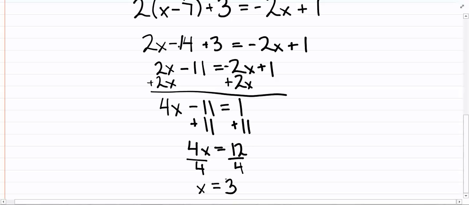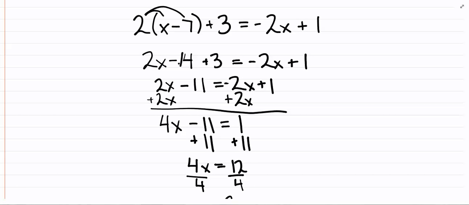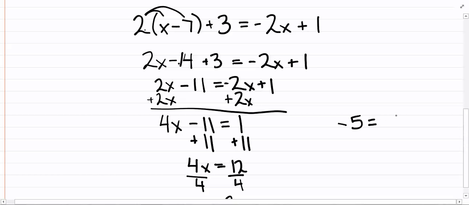So if you plugged 3 into this, we should get the right thing. We can check real quick just in our head. 3 minus 7 is negative 4. Negative 4 times 2 is negative 8. Plus 3 is negative 5. And let's check this side. Negative 2 times 3 is negative 6. Plus 1 is negative 5. Negative 5 does equal negative 5, so we were right.